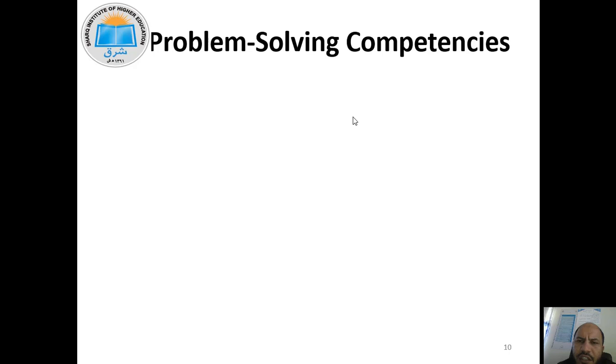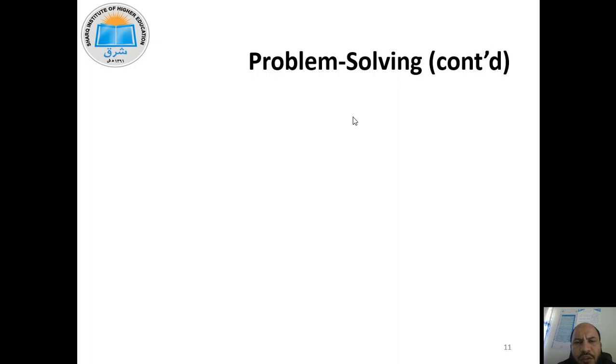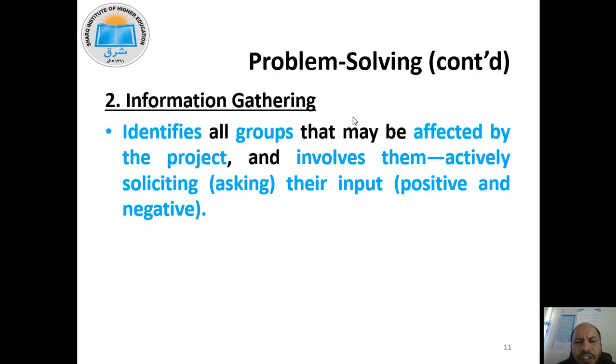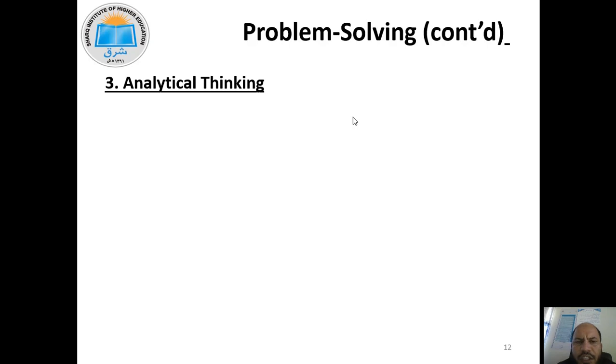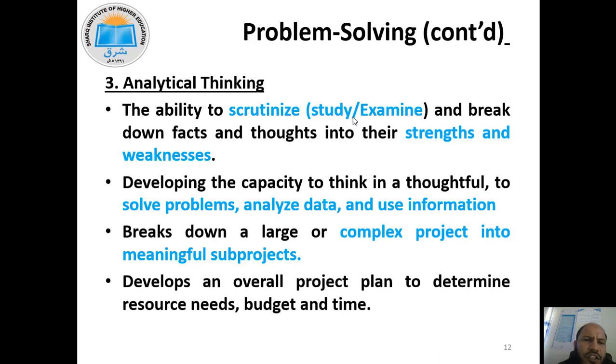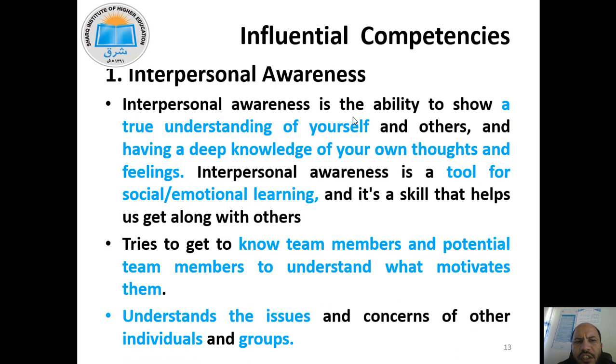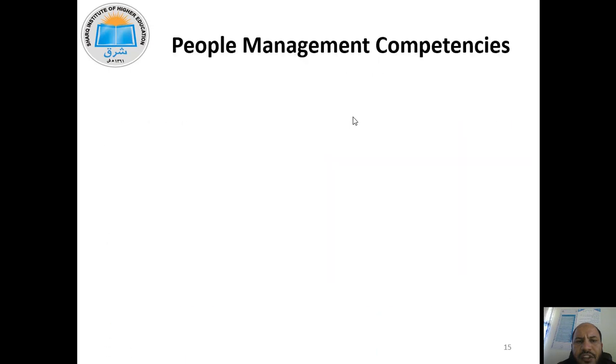We also have another competency which is called problem solving competencies. So the project manager should have creation and innovation skills. He should have the skills to gather information about the environment, and he should analyze this information to take the right decision about the product quality or about the project. The third competency is about influential competencies. Within the influential competencies, we discussed interpersonal awareness, organizational awareness, and finally, the fourth competency, people management.